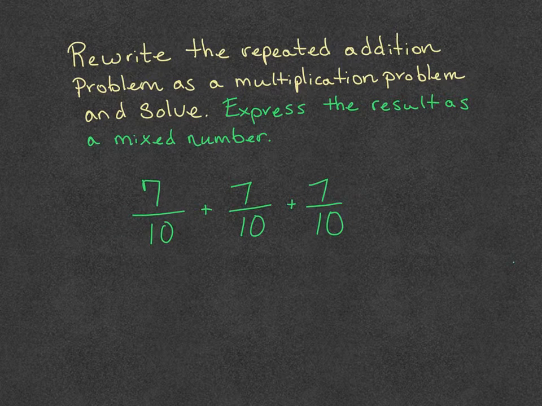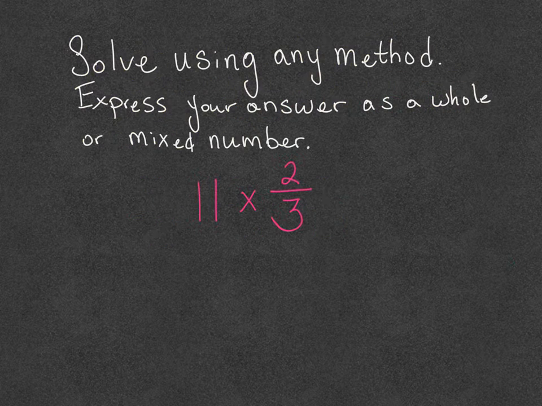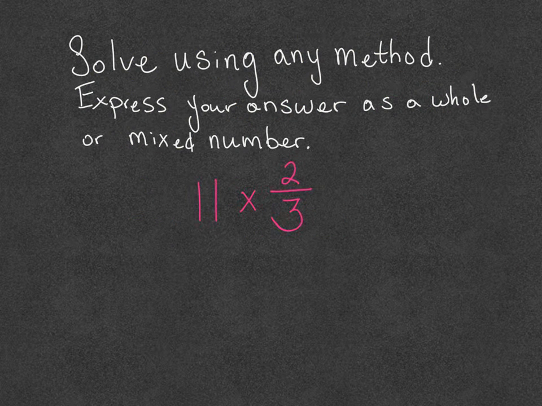Rewrite the repeated addition problem as a multiplication problem and solve it, and make sure your answer is a mixed number. And I want to see your work tomorrow. So solve this 11 times 2/3 using any method, but make sure that your answer is either a whole number or a mixed number. And I want to see your work tomorrow.